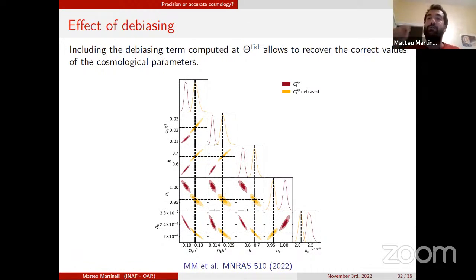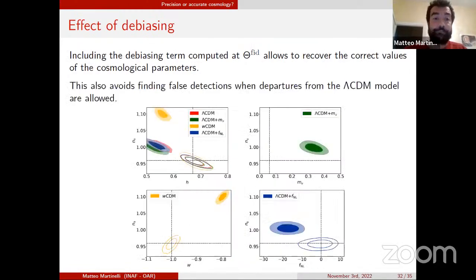So trying to compute the exact spectra only to find the peak of the distribution and then doing the MCMC with the correction. So using this correction basically allows you to move all the constraints where you are supposed to have them. So be accurate again, and also allows you to remove all false detection of your non-standard, your beyond lambda CDM models.